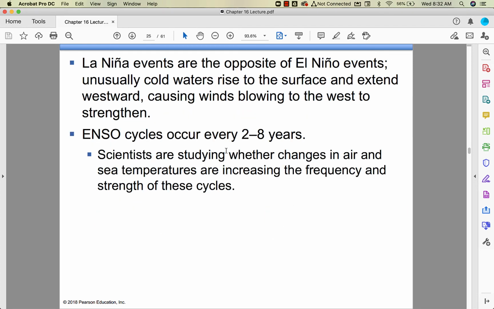Cycles happen every 2 to 8 years. We can take a look at if we are in an El Niño now or what's going on. This is a big area of research for oceanographers and meteorologists to see if that pattern is changing or not.